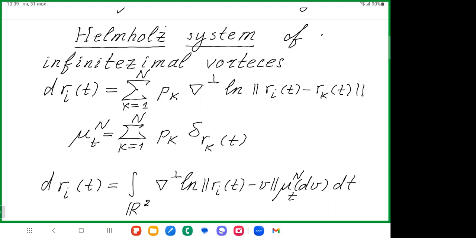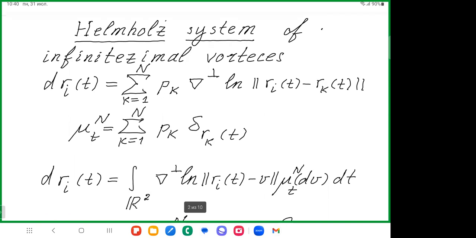So again, if we denote by mu t n the sum from k equals 1 to n of p k delta r k t, again the Dirac delta measure concentrated at the point r k t, then one can rewrite the Helmholtz system with the integral with respect to this measure mu t n dv.